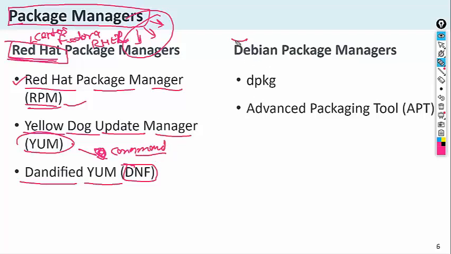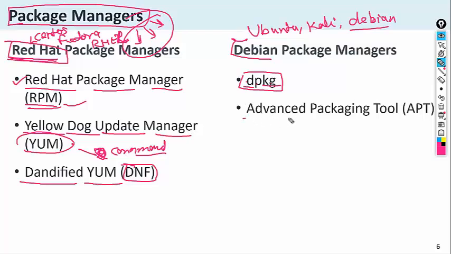Another is the Debian package manager. Debian package managers exist on Debian based operating systems. So what are the Debian based operating systems? Ubuntu, Kali Linux and Debian itself. Some others also exist, like BlackArch and much more. So there are two package managers. One is the Debian package manager, DPKG. Another is the Advanced Packaging Tool, called APT, with which you can run the command apt show nmap.